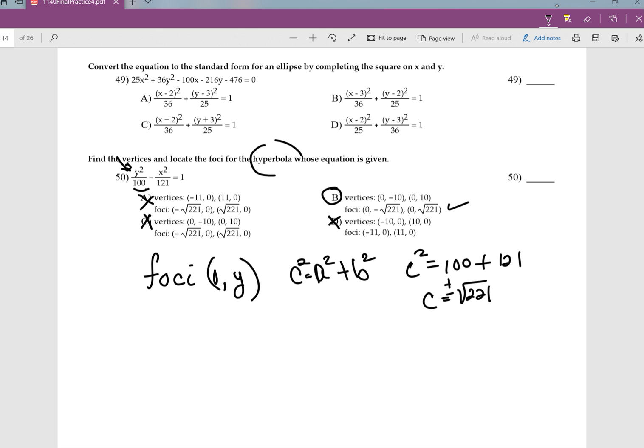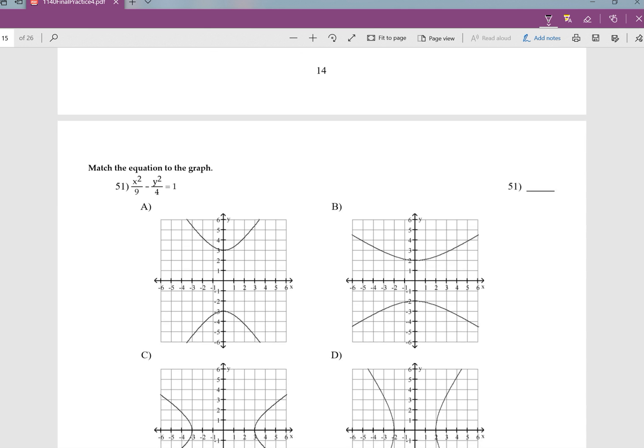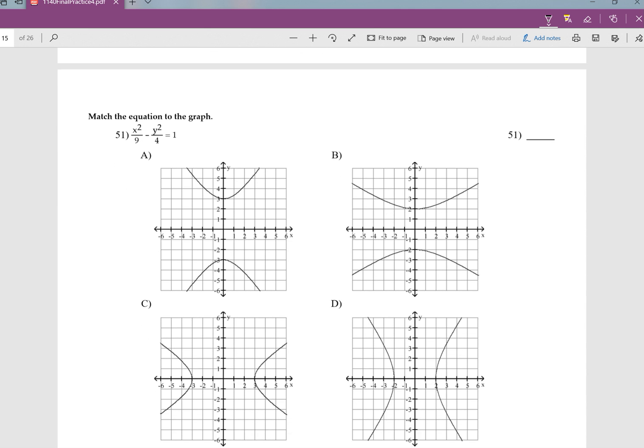The other thing is the vertices. You notice the vertices are going to be plus or minus the square root of 100, which is 10. So plus or minus 10. And again, that has to lay on the y as well. So for the vertices, this would be 0 and some y value, plus or minus of that y value. And so that definitely confirms that B is our answer for number 50. And that's because it's a hyperbola. The hyperbola has a different behavior than does the other.